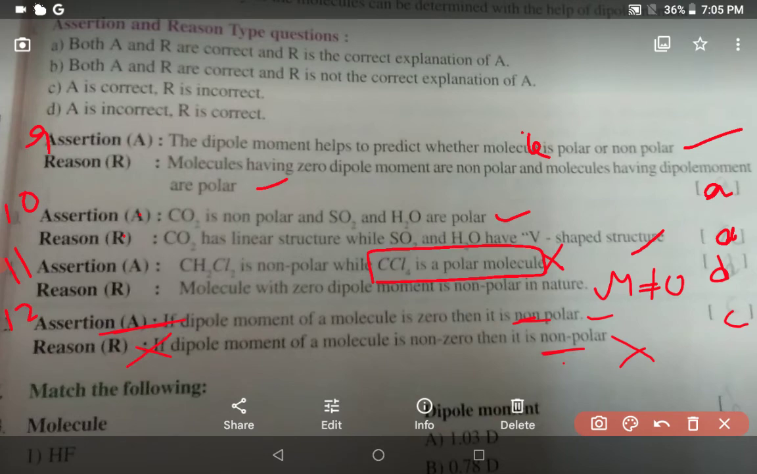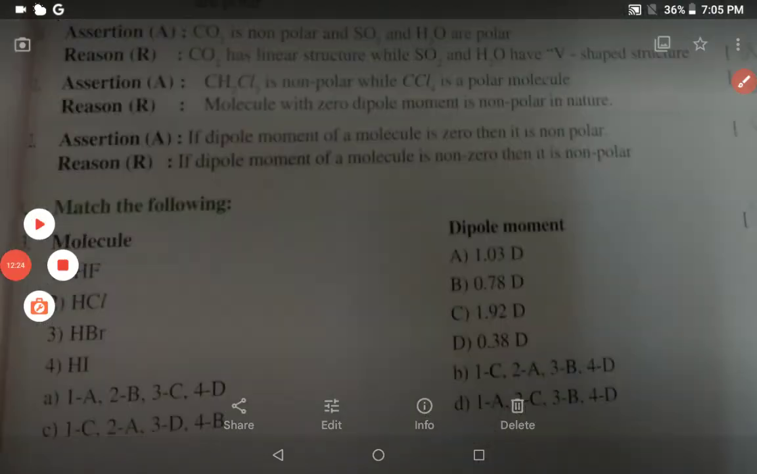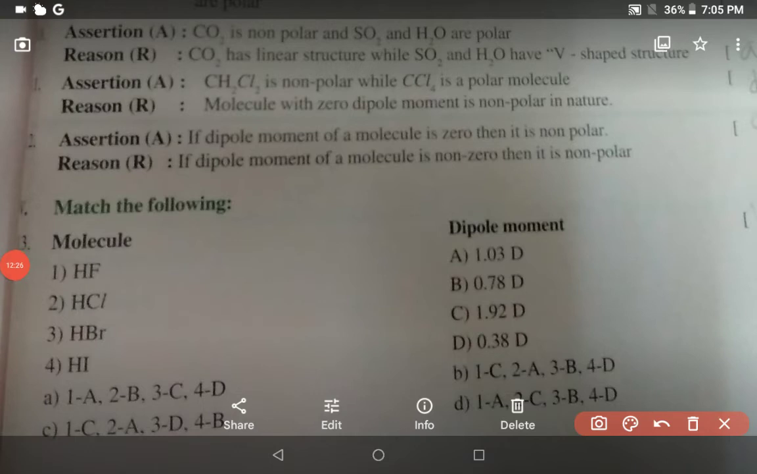Okay, now we will be looking at the matching part. On the LHS, we have been given molecules. Four molecules are being given to us. On the RHS, we have their dipole moments.